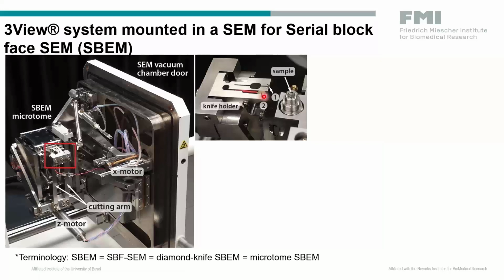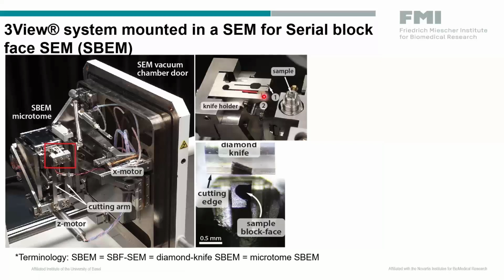in very small steps, down to 25 nanometers. The ultramicrotome knife cuts the top of the sample and retracts, exposing a new block face. Then the process repeats. And in this way, you will cut and image thousands of block faces, and reconstruct the data to a complete 3D volume.